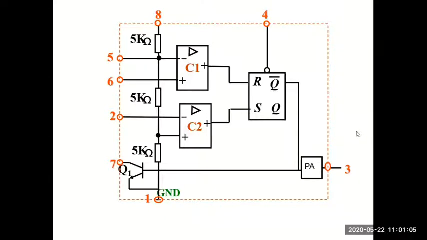Yesterday we discussed the basic block diagram of the 555 timer and also its basic operation. So we saw that a 555 timer has a potential divider of three 5 kilo ohm resistors, which is normally connected between VCC and ground. One end is connected to pin 8, which is VCC, and the other end is connected to pin 1, which is ground. So across each resistor, we will have VCC by 3 as the voltage.